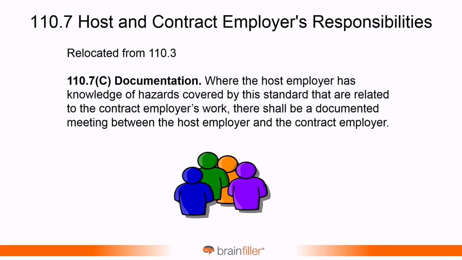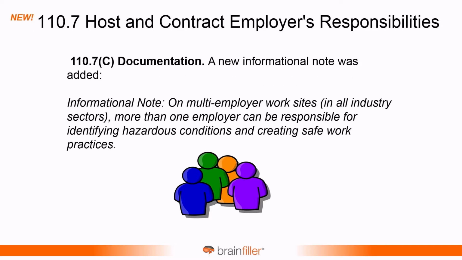The host and contract employer's responsibility. This was relocated from 110.3 to 110.7, just part of that reorganization shuffle. And this has been around for a while, where the host employer has knowledge of hazards covered by the standard that are related to the contract employer's work. There shall be a documented meeting between the host employer and the contract employer. However, there was a new addition. And the new addition is an informational note.